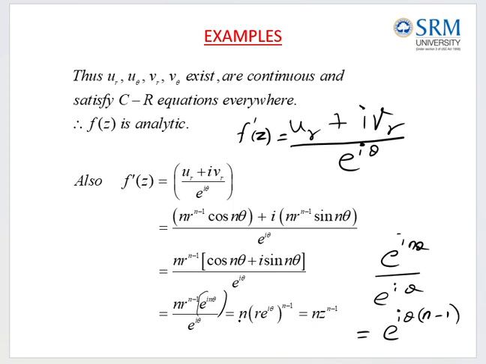Already n is there, r^(n-1) is there, and then e power i theta, the whole power n minus 1, is there. So altogether r e power i theta is combined because it has the same power n minus 1. So r e power i theta can be rewritten as z, and we are getting n z^(n-1). So the derivative of the function z^n, f dash of z, is n z^(n-1). Like this we can find the derivative of the given function.